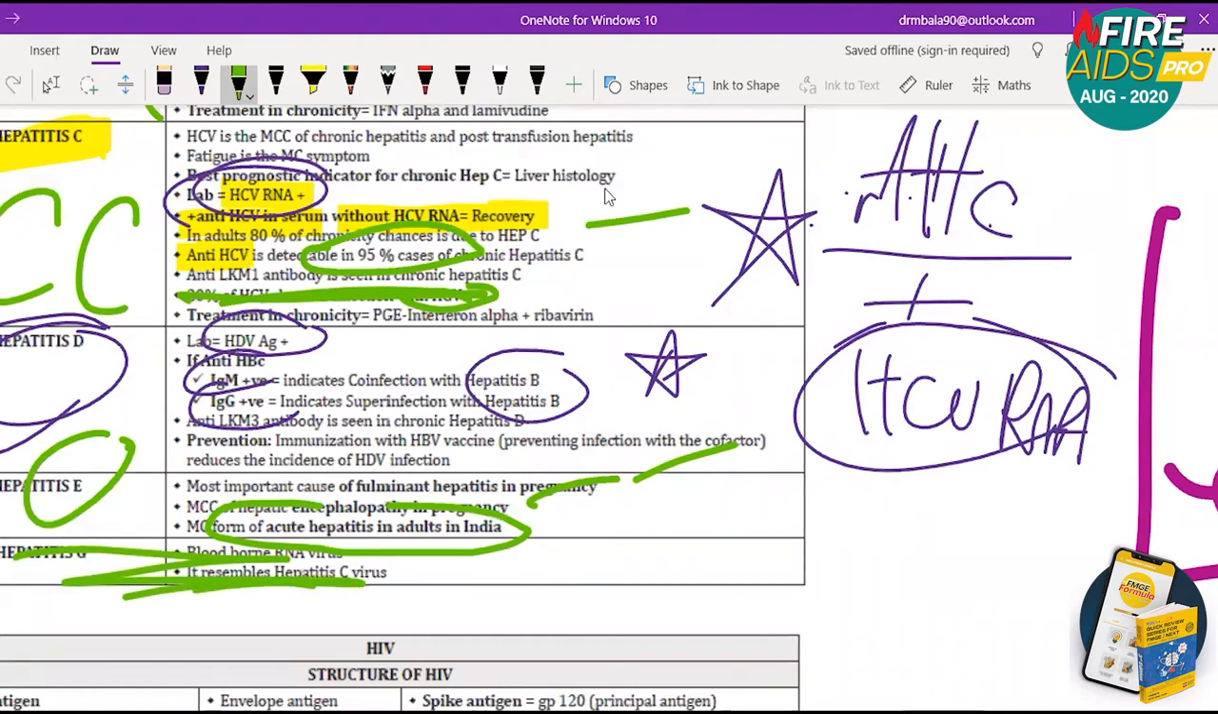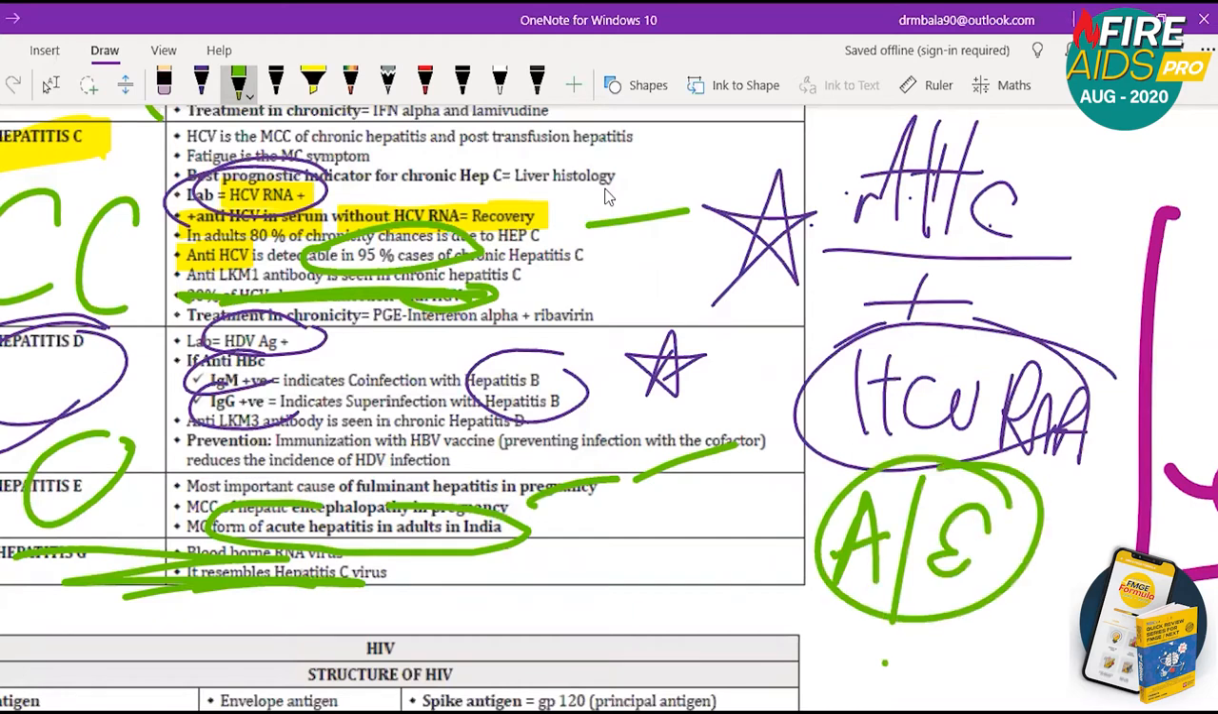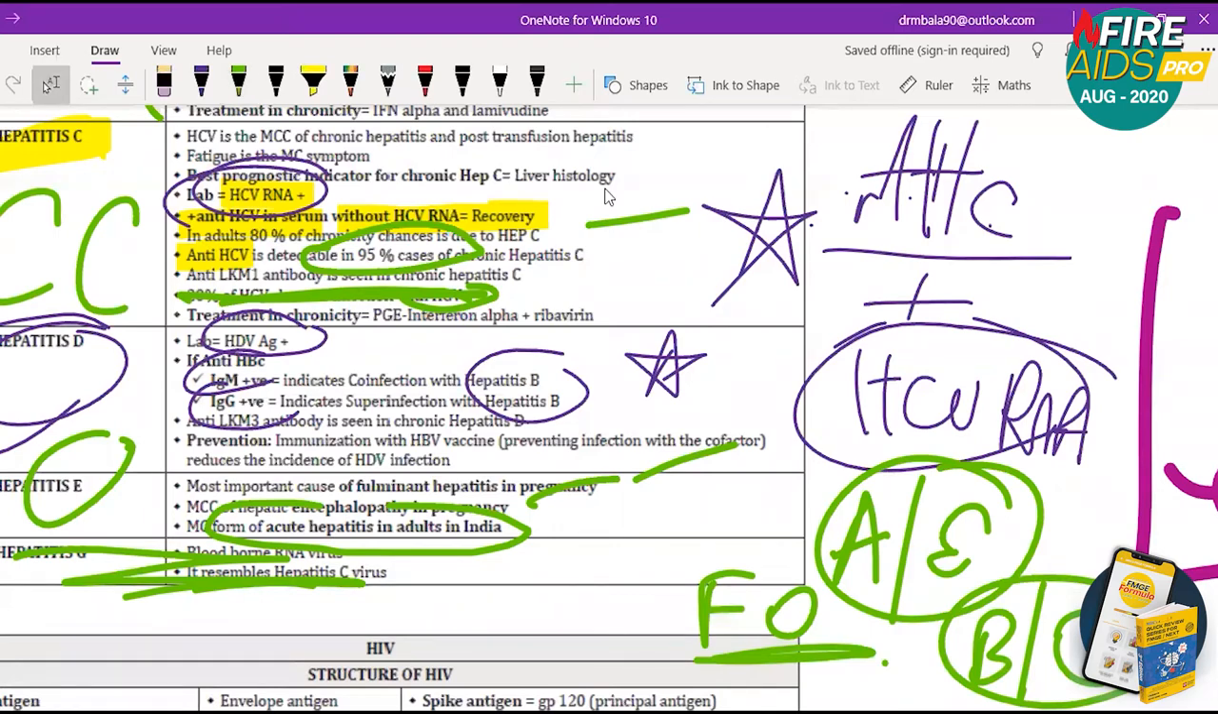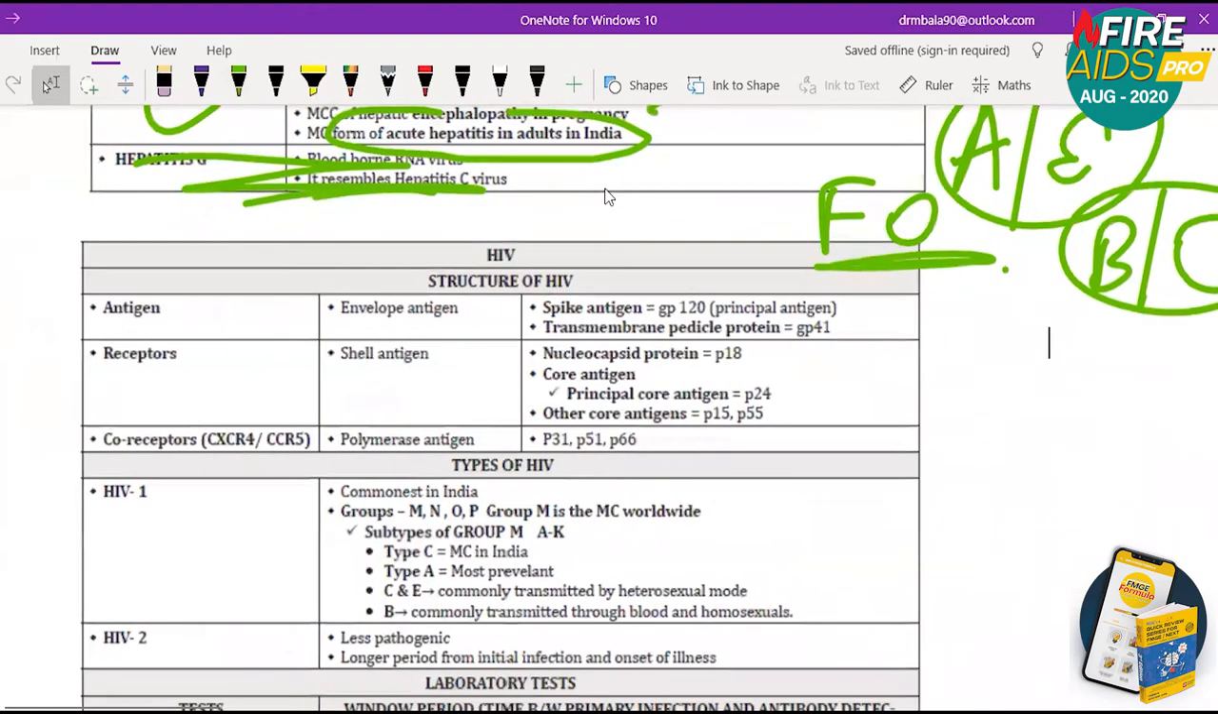You need to know that hepatitis A and E are acquired through the fecal-oral route, that is through food and water. Food and waterborne, fecal-oral route, through contamination. Whereas hepatitis B and C have a high chance of transmission through needle pricks, sexual contact, and blood transfusion. That's it about hepatitis.